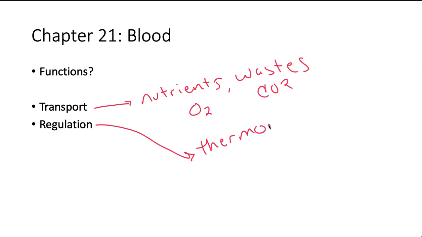Thermoregulation. It does help keep you warm or even dispel heat. Like if you get really hot, your skin might turn red because your blood is close to the surface and trying to get rid of that excess heat. Other regulation would be like, say, acid base balance, which we won't get into the details of, but it does serve as a buffer if you need it for acid base.